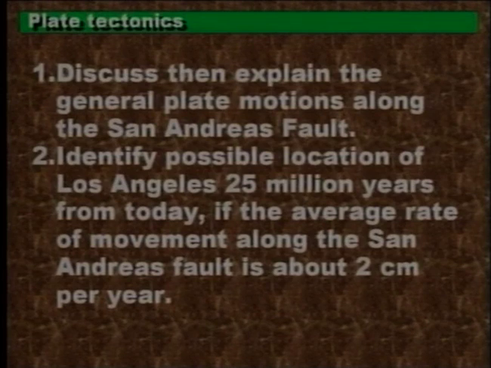Then the second activity, again in pairs: identify the possible location of Los Angeles 25 million years from today if the average rate of movement along the San Andreas Fault is about 2 centimeters per year. So using the maps that you have, just locate, maybe by putting arrows, where you think Los Angeles would be 25 million years from today if the motion is 2 centimeters per year. So those two activities I'd like you to work on.